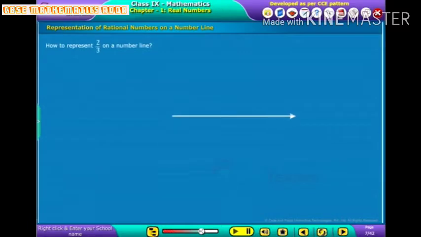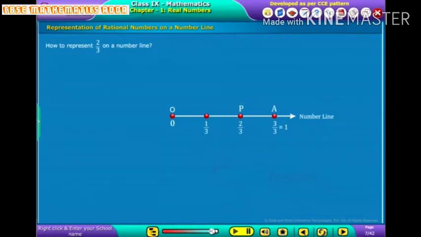Initially draw a line. Take a point O on it and mark it as 0. From the right side of point O, set off equal distances to A, that is OA. Now divide OA into 3 equal parts as the denominator is 3. Let OP be the segment consisting of 2 parts out of 3. Thus, the point P represents the rational number 2/3.